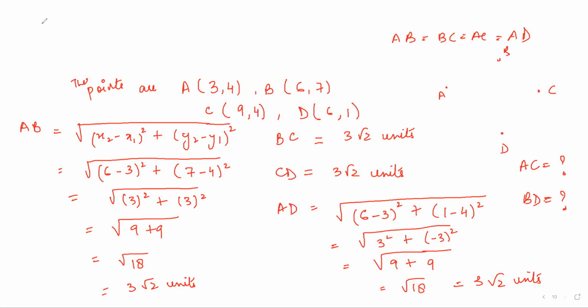Ma'am, both of them are 6. Okay, 6 units. Always say units. When nothing is given, I say units. All right, so AC is 6 units and BD is also 6 units. So we can conclude that here I'm getting AB is equal to BC is equal to CD is equal to AD and AC is equal to BD. So therefore ABCD is a square.